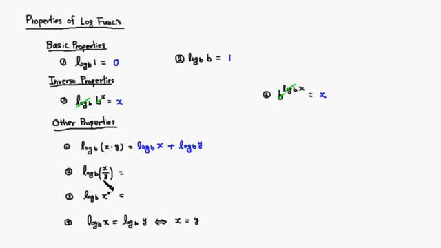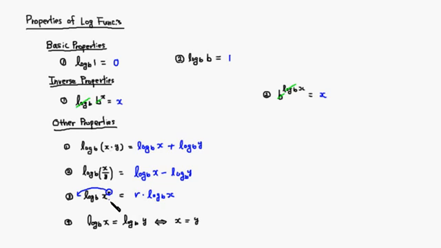Division works very similarly. You can see that the multiplication became addition, and you can guess it's actually log to the base b of x minus log to the base b of y. And if you have a power here, you can always put this power in front of the log. So you can write it as r times log to the base b of x.